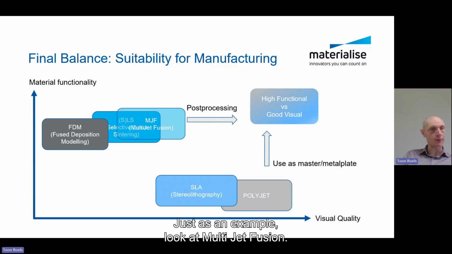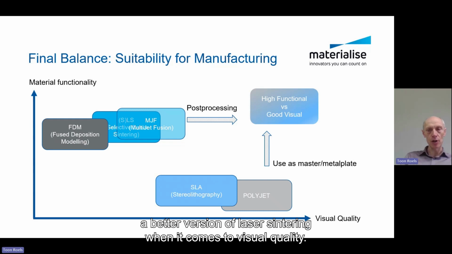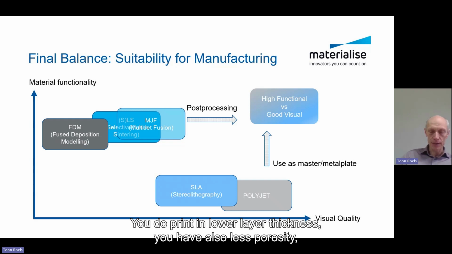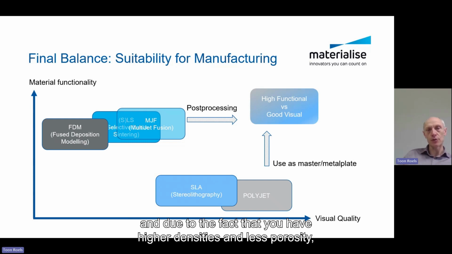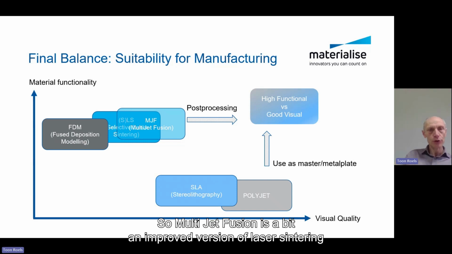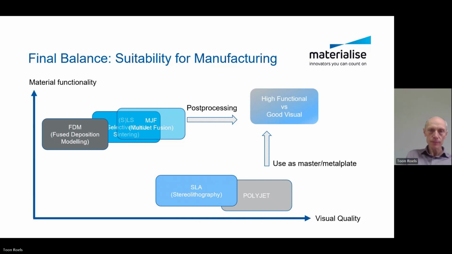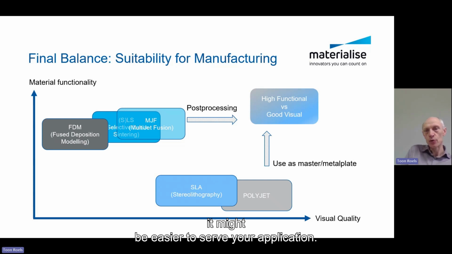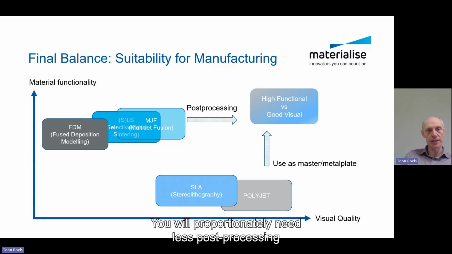Just as an example, look at multi-jet fusion. Multi-jet fusion is again a better version of laser sintering when it comes to visual quality. You print in lower layer thickness. You also have less porosity. And due to the fact that you have higher densities and less porosity, you proportionally extract more out of the inherent performance of the materials that you use. So multi-jet fusion is a bit of an improved version of laser sintering, and therefore it might be easier to serve your application. You will proportionally need less post-processing when you start with multi-jet fusion than laser sintering.